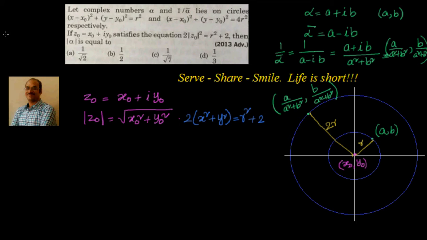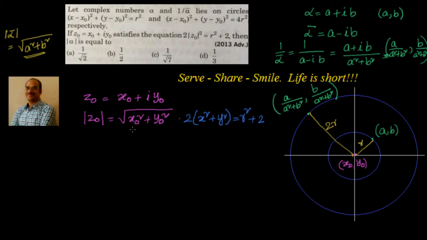What is mod of alpha, by the way? Mod of alpha is a plus ib, so it is equal to square root of a square plus b square. We have to find out the value of square root of a square plus b square in this particular scenario, where alpha and 1 by alpha conjugate are points on two circles with center x naught comma y naught and with radius r comma 2r. So a comma b is a point on the first circle, and a by (a square plus b square) comma b by (a square plus b square) is a point on the second circle.